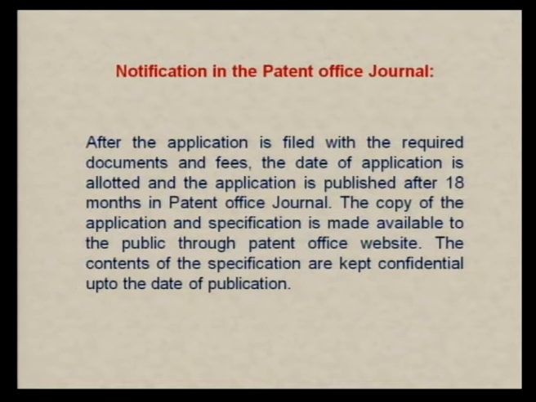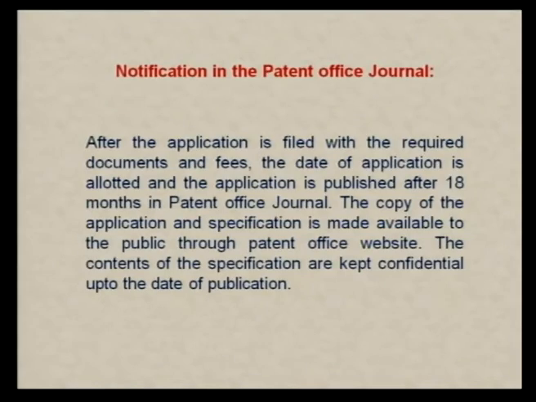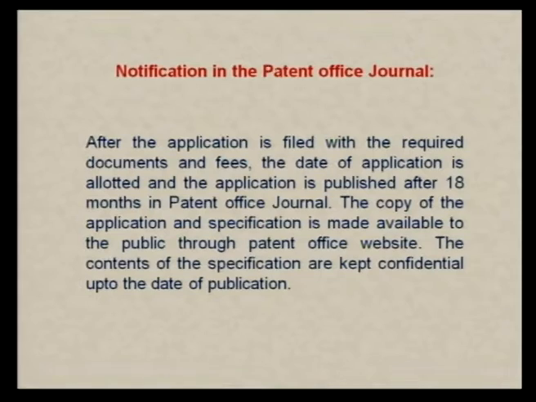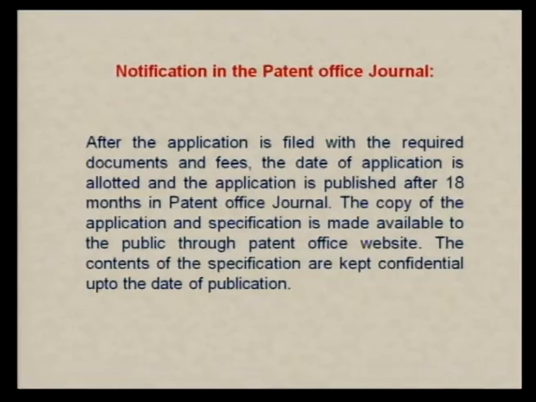The moment it is published, after 18 months in the Patent Office Journal, the copy of the application and specification is made available to the public through the Patent Office website. Now, it is coming to the domain of the public. Your invention is coming to the domain of the public. So, anybody can see your invention, your specification. The contents of the specifications will be kept confidential only up to the date of publication. The moment it is being published, it all comes to the public domain through the Patent Office.